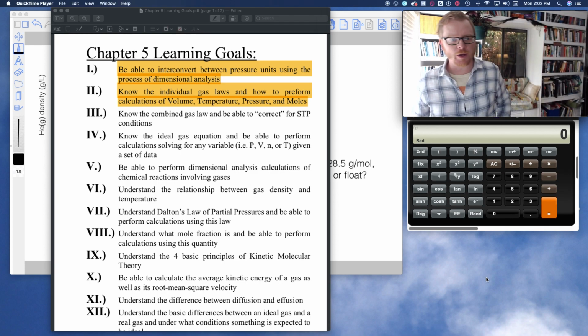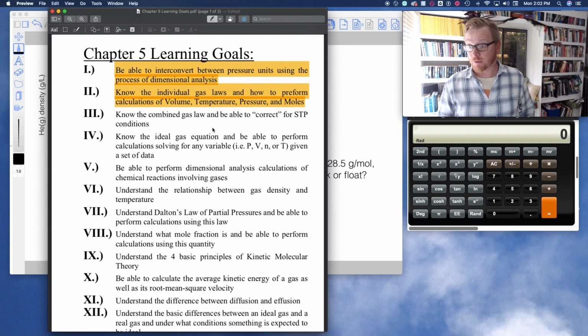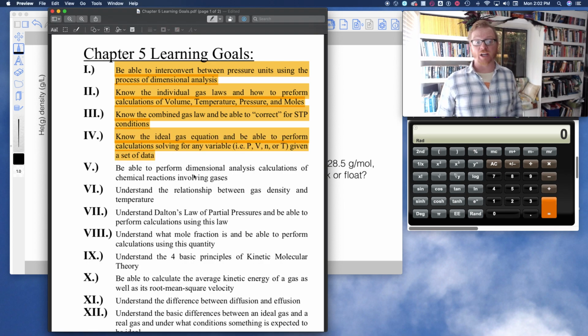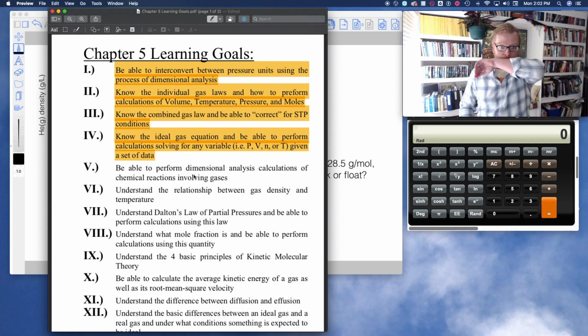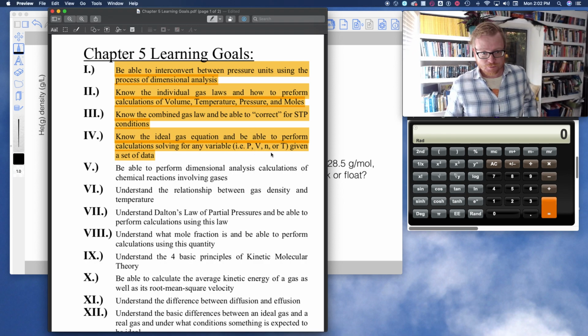Hey folks, continuing on right where we left off and reviewing some of those learning goals, okay? So I spent a lot more time going over the combined gas law as well as the ideal gas equation, okay? And so being able to solve for any variable P, V, n, or T given a set of data.